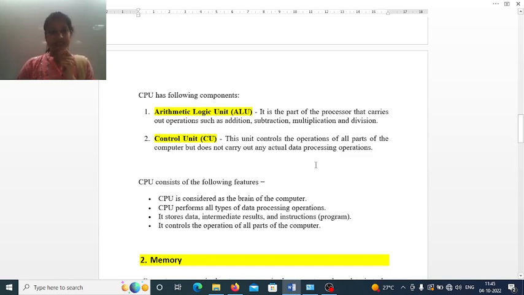Second component is control unit. Control unit is a part of processor which controls the operations of all the parts of the computer, but it does not carry out any data processing operation. Control unit is the part of processor which controls the operation and which does not process the data actually.